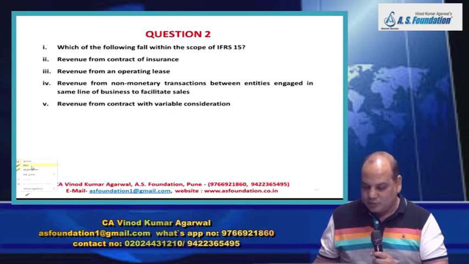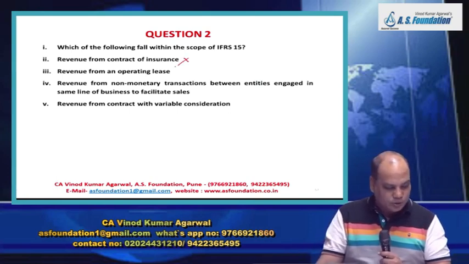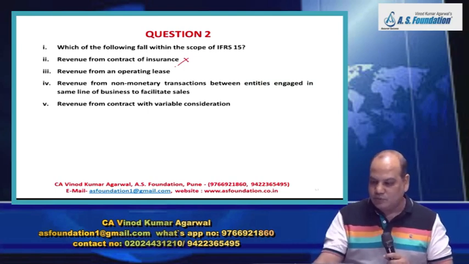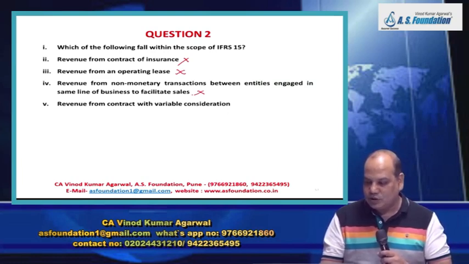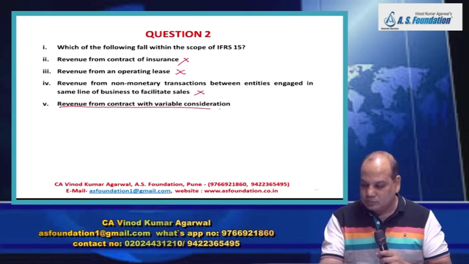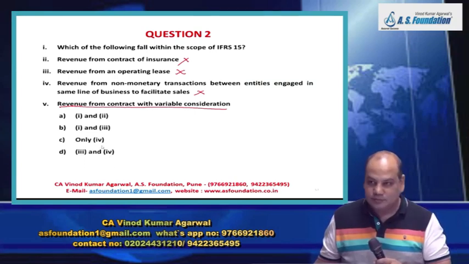So you follow the elimination rule. Is revenue from contract of insurance under the scope of this standard? No. Revenue from operating lease? No. Revenue from non-monetary transaction between entities engaged in same line of business to facilitate sales? No. What is left? Revenue from contract with variable consideration. Okay. So which option is right? C is right.